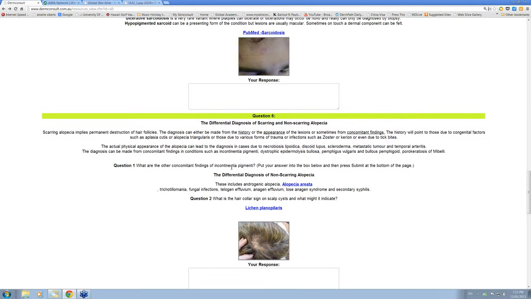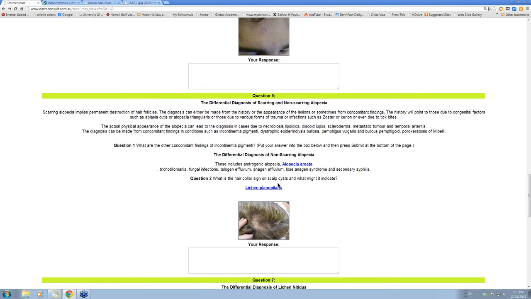So what are the concomitant findings of incontinentia pigmenti? We said in the mother, look for the baldness, look for the abnormal teeth. In a child, look for post-inflammatory hyper or even hypopigmentation. It depends on the stage, but look for the warty papules occurring on Blaschko's lines as well. And check the teeth and scalp of any child as well.